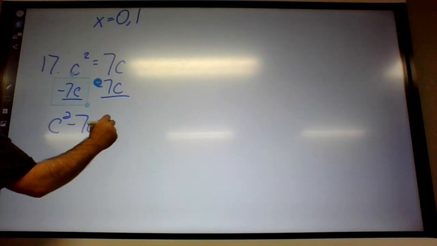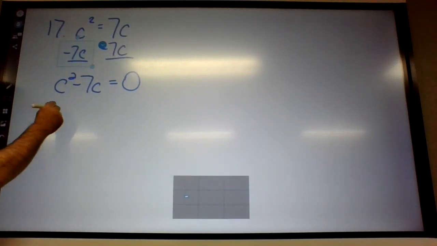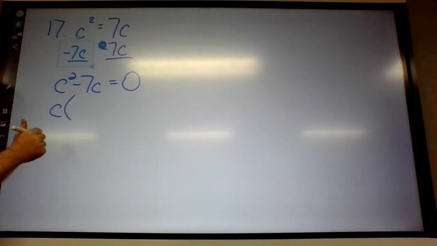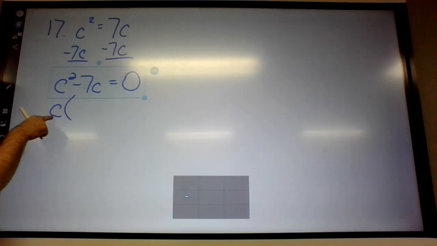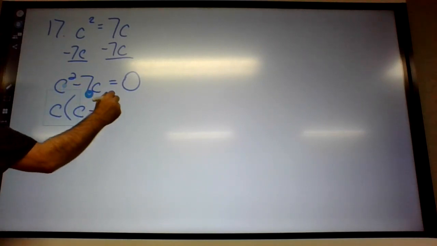Those do not combine. Okay, take out c. Right, take out a c, just like the last one. All right, what's left, Kenton? C squared divided by c is c, minus the 7.